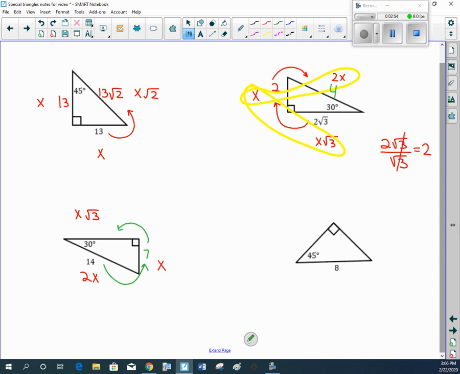Then I'm going to move here to this side. Well, it looks like I'm going longer. Well, what's the ratio? How much longer? I'm going to multiply by root 3. So this is 7 root 3.